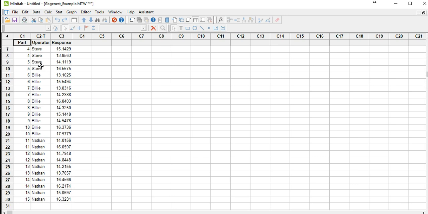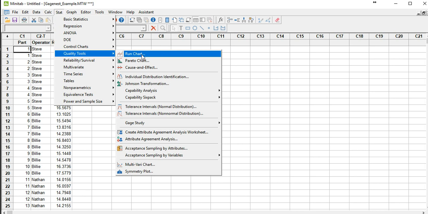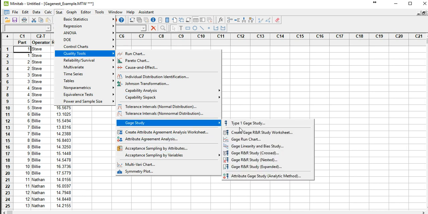look at the data. We have 15 different parts and 3 operators. Part 1, for example, is measured only by Steve, not by the others. The column 3 corresponds to measurement or response. In this case we will use nest design because each operator has unique parts. So we go to Stat, Quality Tools, Gage Study, and Gage Study Nested.